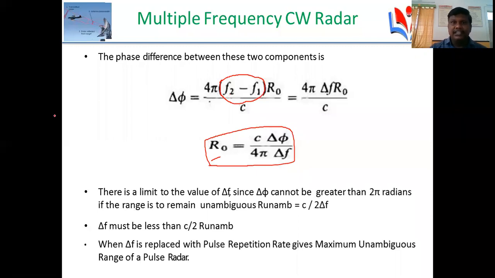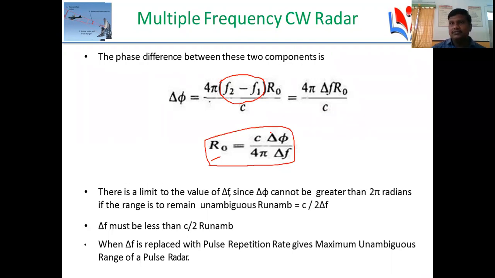Right. There is a limit to delta F, since delta phi cannot be greater than 2 pi radians if the target is to remain in the unambiguous range. So this delta phi value is limited because it does not go beyond 2 pi radians. Why are we taking delta phi equal to 2 pi? Because the phase difference runs from 0 to 360 degrees. After 360 degrees, we again have the same phase. So delta phi is fixed from 0 to 2 pi radians.